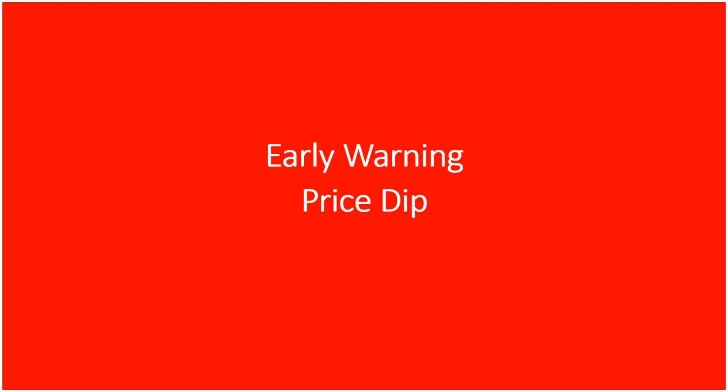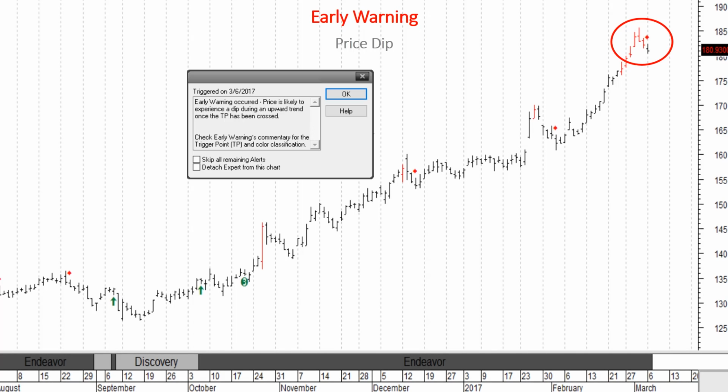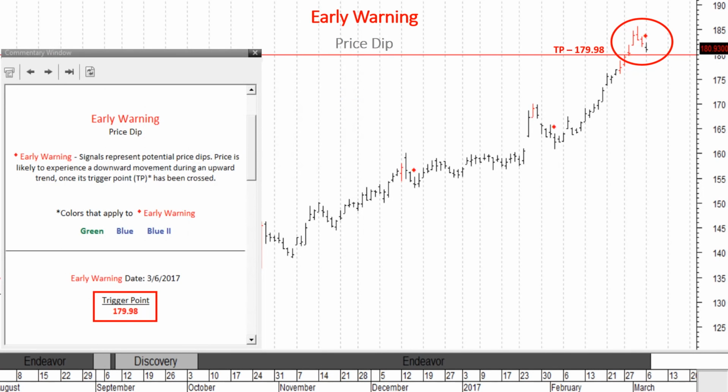Remember, these predict when price may take a dip during an upward trend. An early warning signal will appear in your chart, along with an alert box, which quickly defines the signal and reminds you to check the commentary for the trigger point. We'll bring up our commentary. Inside the commentary, we're given the exact definition of an early warning and the guidelines required to confirm the signal. Early warning signals require price to cross the trigger point to be confirmed. The trigger point in this example is 179.98, as shown by the red line in the chart.